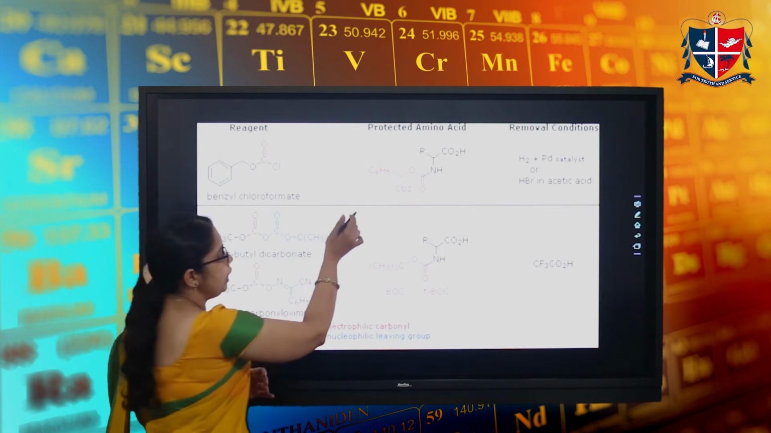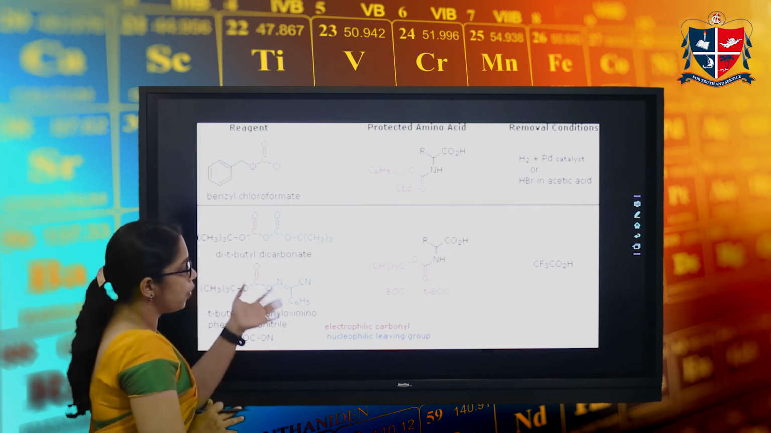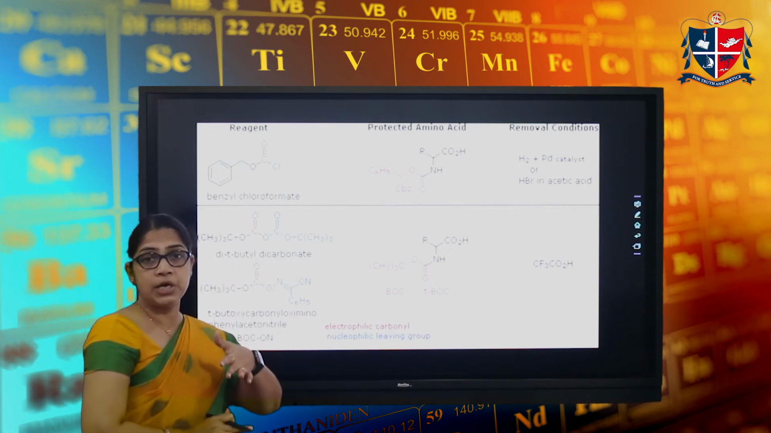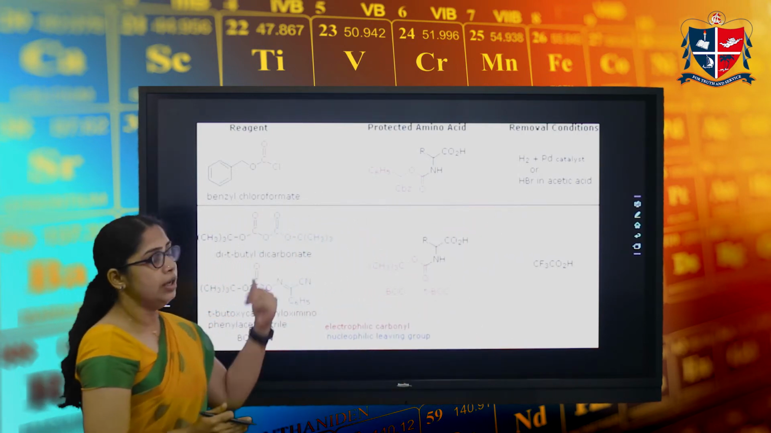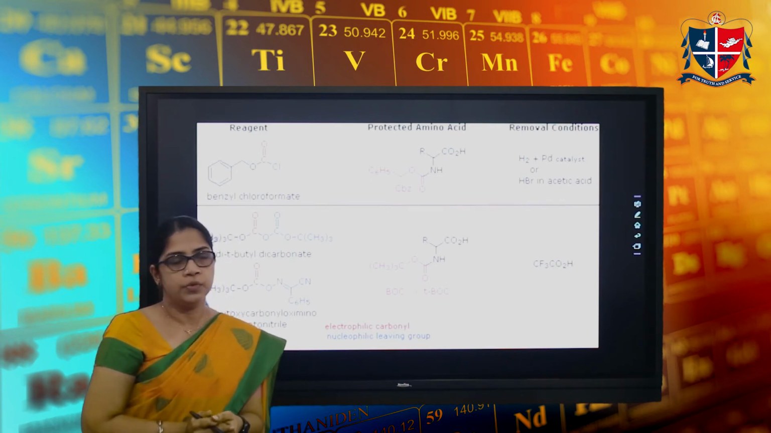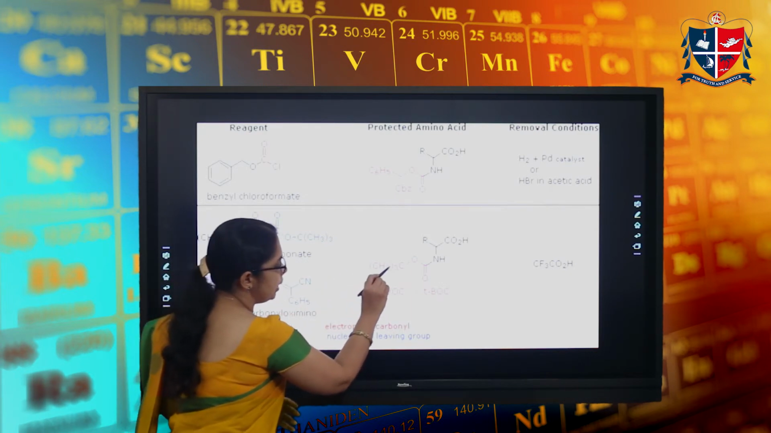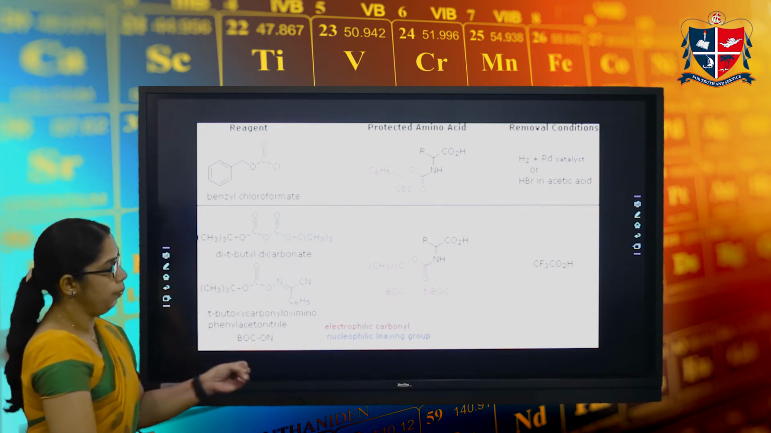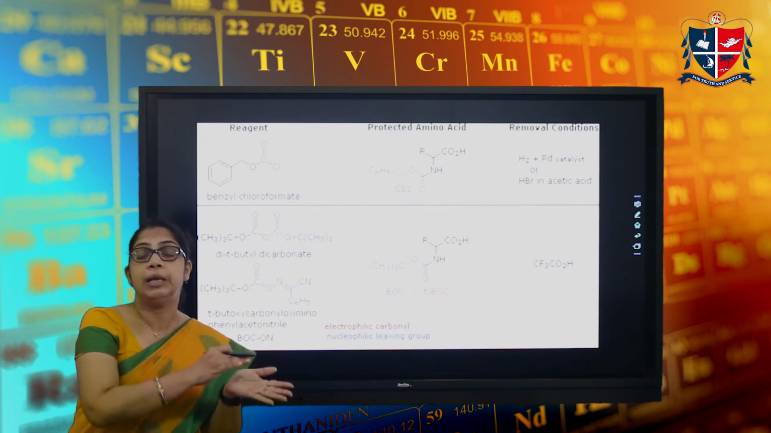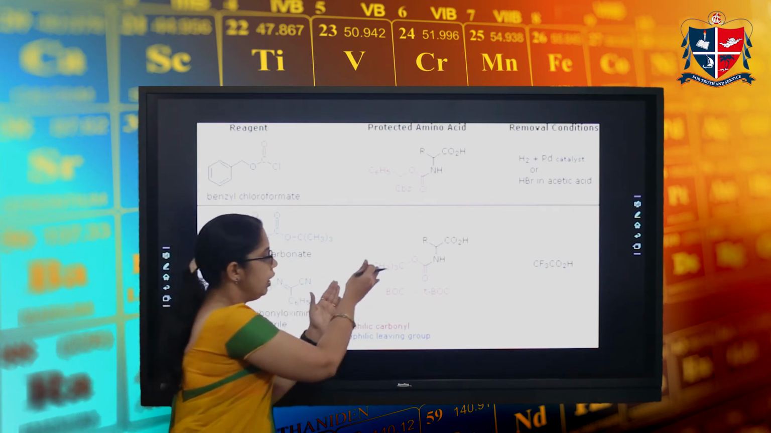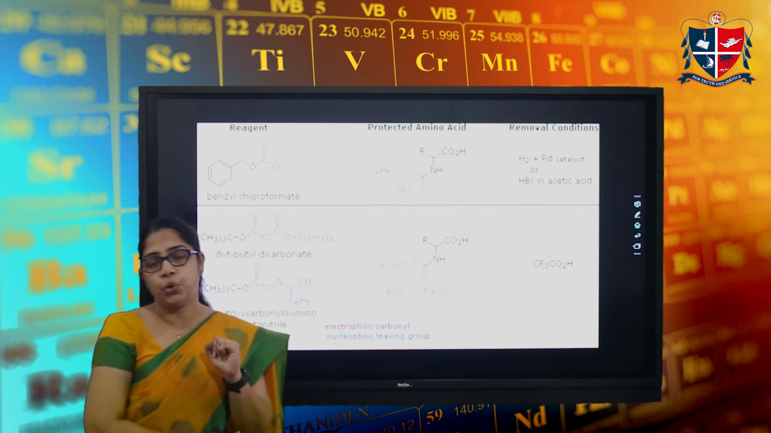That is, if we use benzyloxycarbonyl as a protecting reagent, that protecting group can be removed in the final stage using this reagent, that is HBr in acetic acid, or reduction using a palladium catalyst. Similarly, if we are introducing tertiary butyloxycarbonyl as a protecting group, then we must use trifluoroacetic acid as the deprotecting reagent. Removal of this tertiary butyloxycarbonyl can be done with this reagent, trifluoroacetic acid.